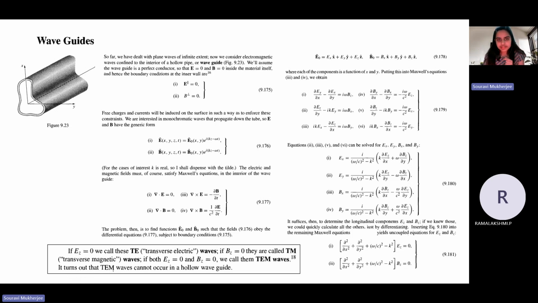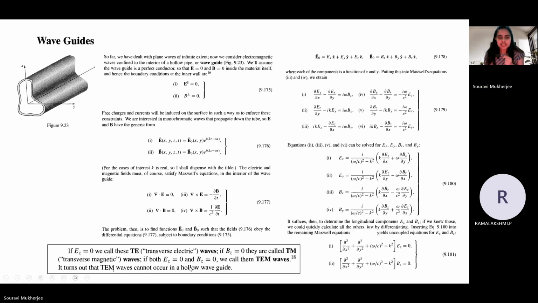So normally when we say transverse electromagnetic wave, that means if the wave is propagating along z, then there should be no component of electric field along z. That means Ez should go to zero. And then there should be no component of magnetic field along the propagating direction. So Bz should be zero. So that's our typical TEM wave.